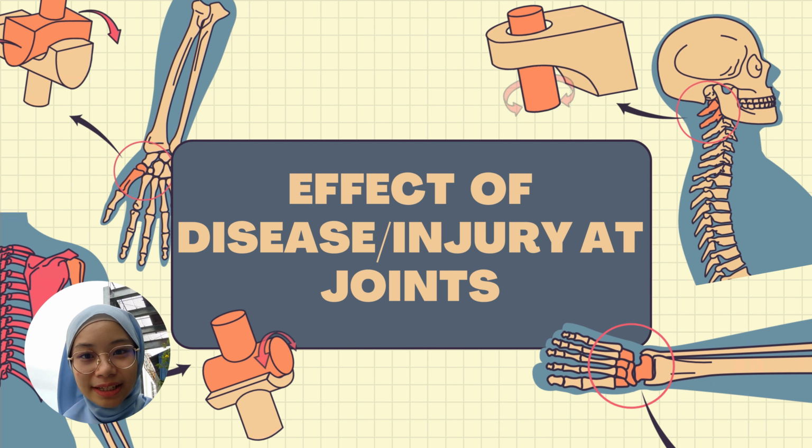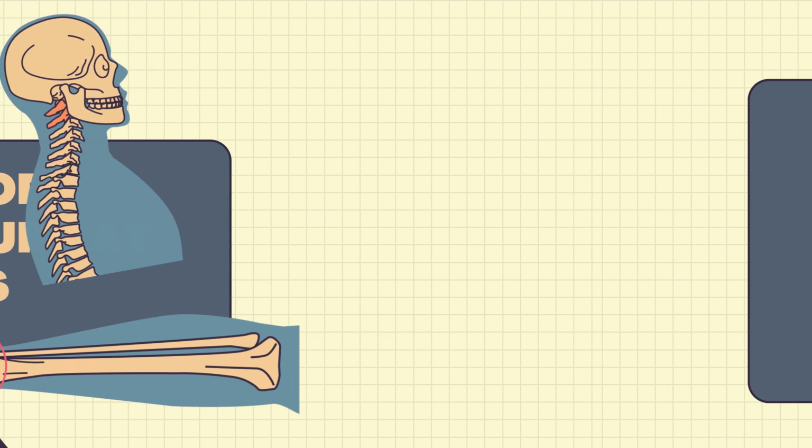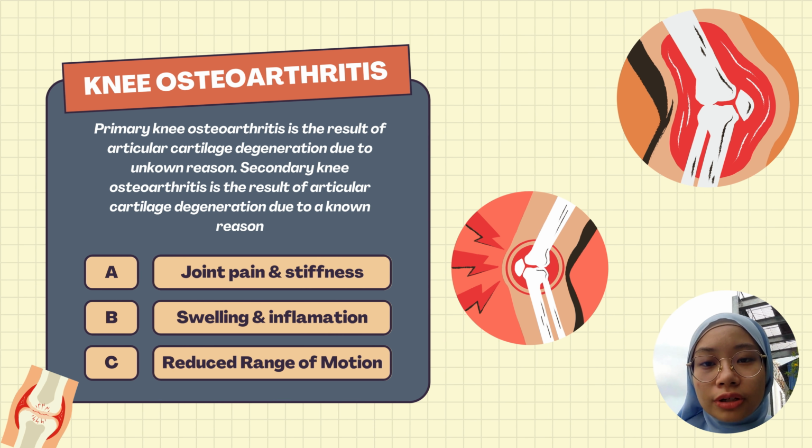My name is Fatin Natasha and I will be explaining the effect of disease or injury at joint. So the first one is knee osteoarthritis. There are two types of them, which is the primary and the secondary. The difference between the primary and secondary knee osteoarthritis is the reason or the cause of them. Primary knee osteoarthritis is usually due to unknown reason or old age, wear and tear. Meanwhile, secondary is due to known reasons such as an injury that a patient has gone through.